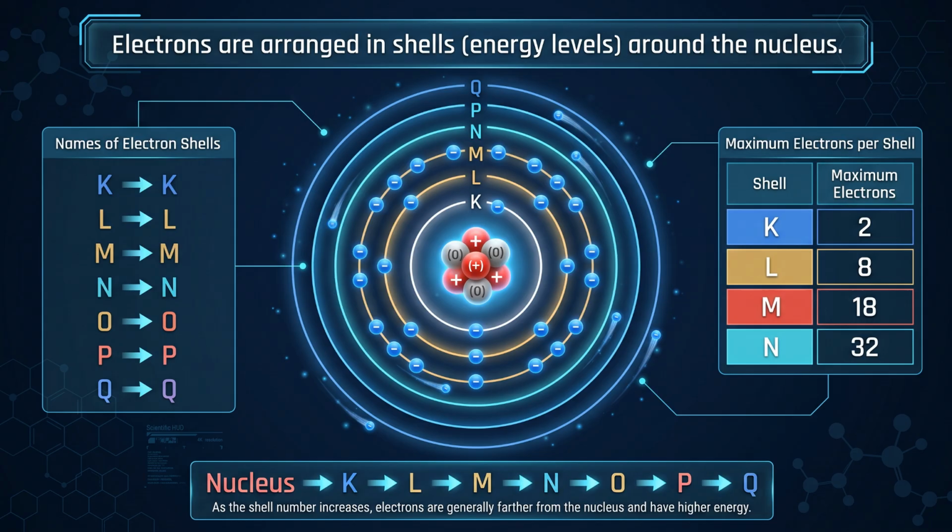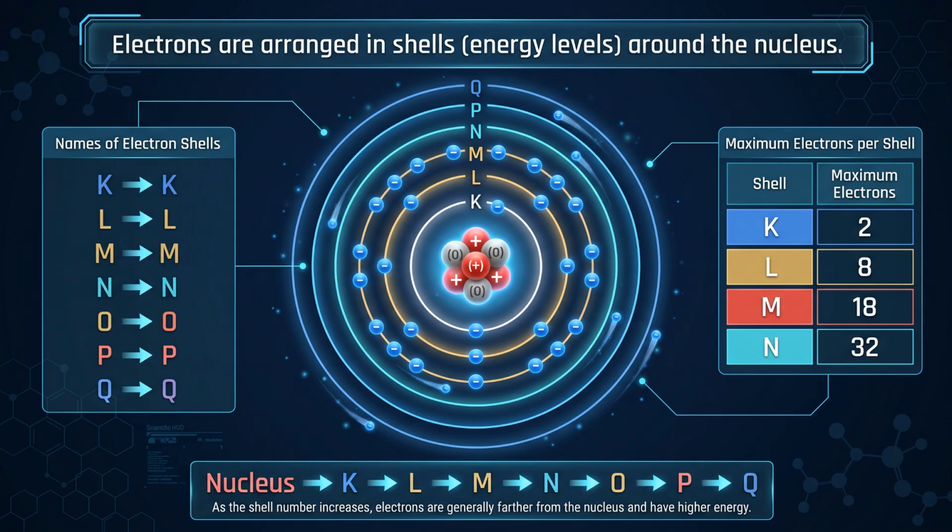The arrangement of electrons in shells also explains why elements in the same group of the periodic table have similar chemical properties. For example, lithium, sodium, and potassium each have 1 valence electron, so they all react in similar ways. Fluorine, chlorine, and bromine each have 7 valence electrons, giving them similar chemical behavior as well. Thus, electron configuration provides the foundation for understanding the periodic table.